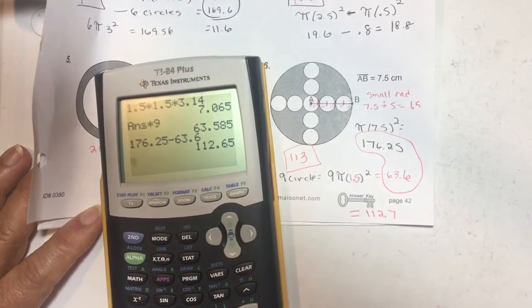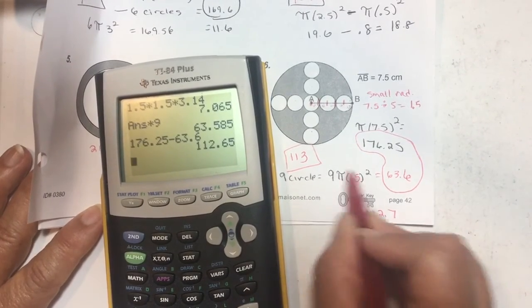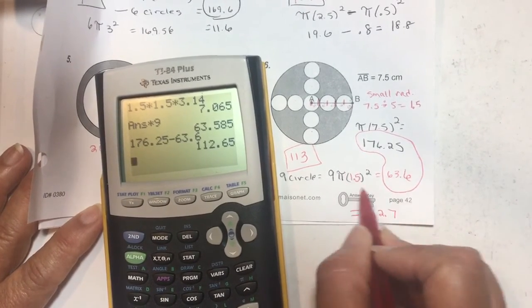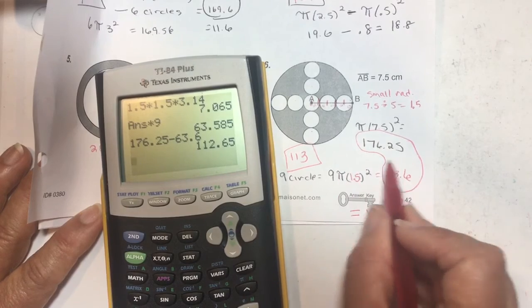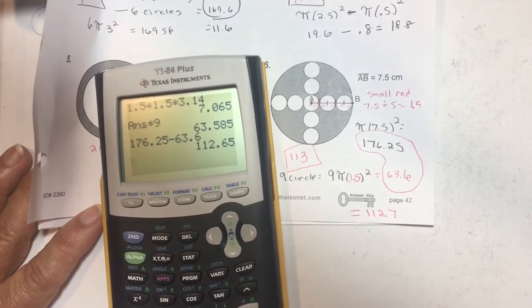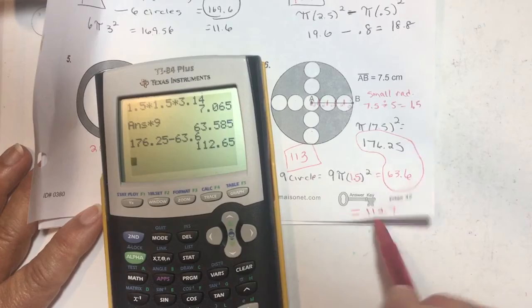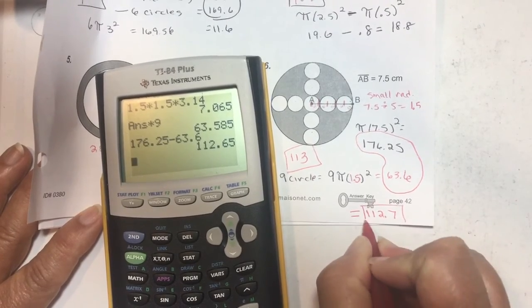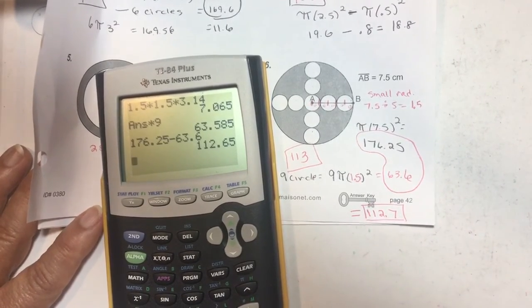Now, my answer key gave 113, and the reason is because they did some rounding further on, and it worked out. Okay, either answer is fine. I'll accept either one on the homework check.